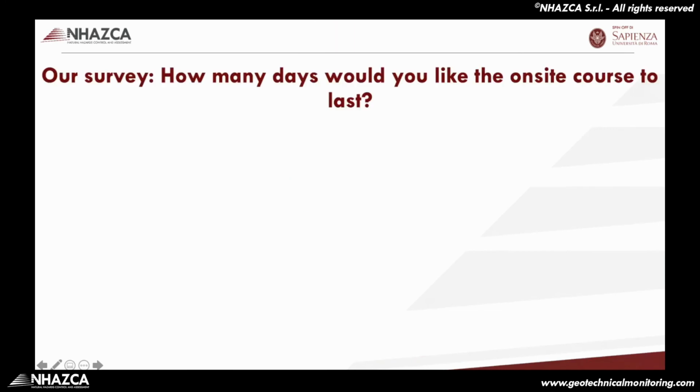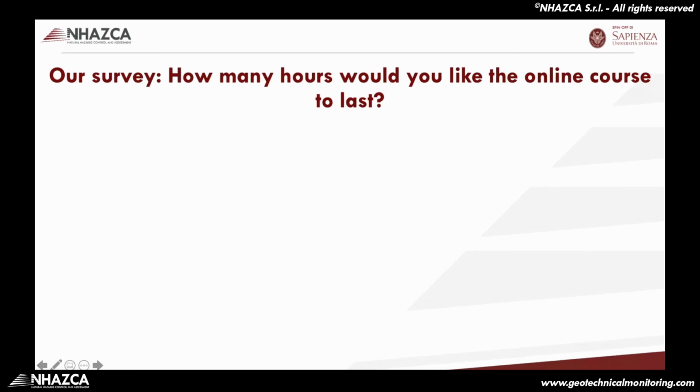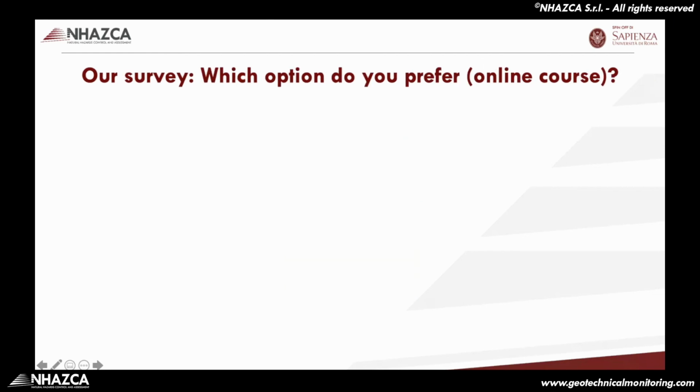We did a survey just to take a decision, because deciding how to do it was difficult. The first question was, how many days would you like the on-site course to last? We had a prevalence of 3 days, and so we decided to make 3 days of main course. The second question was, how many hours would you like for the online course? The answers ranged between 2 and 4 hours per day. We decided on 4 hours. The other one was, which option do we prefer?